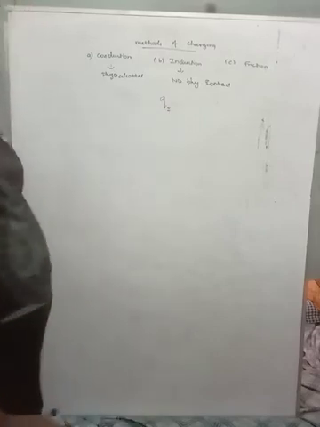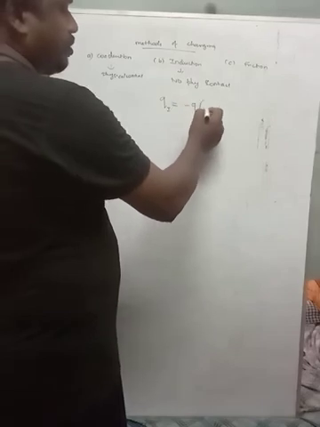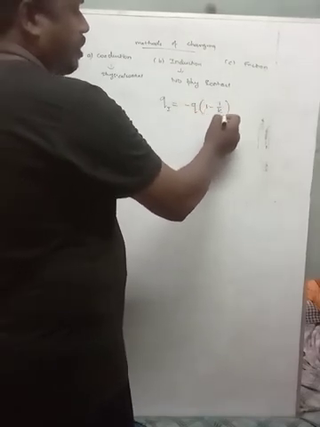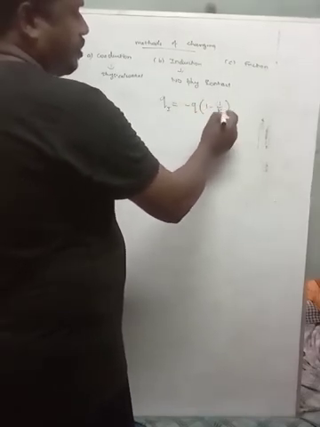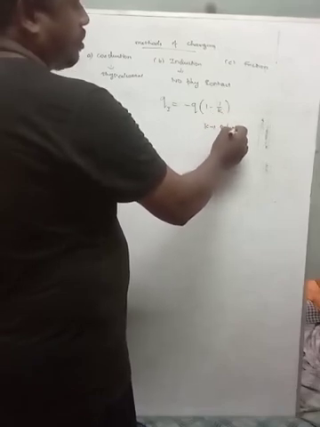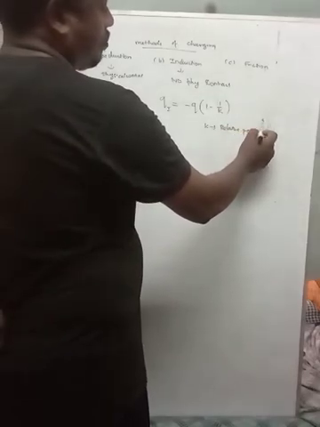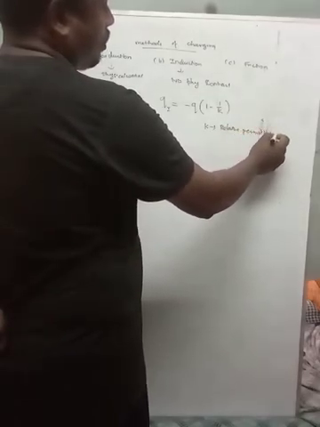The I indicates the induced charge. The induced charge will be equal to minus Q into 1 minus 1 by K. The K is known as relative permittivity.